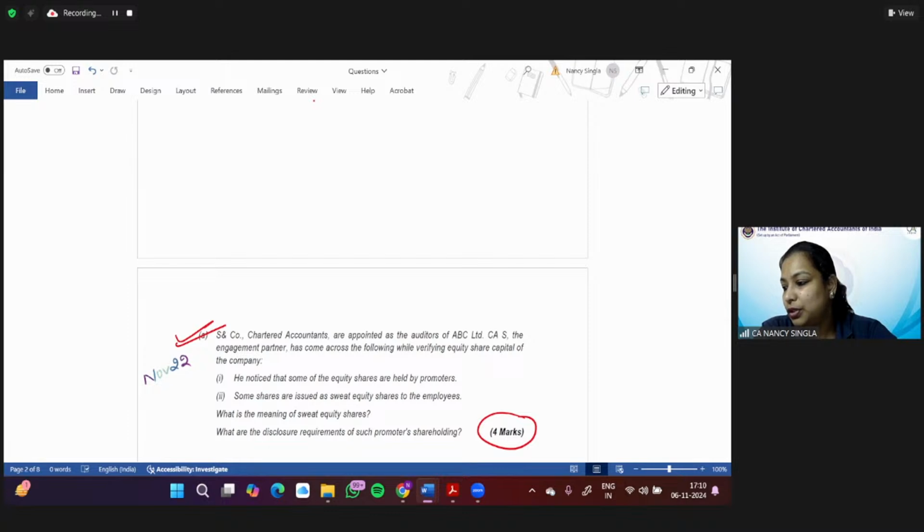Tanshi, I hope I'm audible now. And Nancy is saying, ma'am, please tell some important topics. See, wherever there are important topics or direct questions, or in fact they become a good 3-mark or 4-mark question, I am telling you as and when it is coming. Otherwise, the understanding of the entire chapter is very important, you know. So you cannot as such leave any topic.